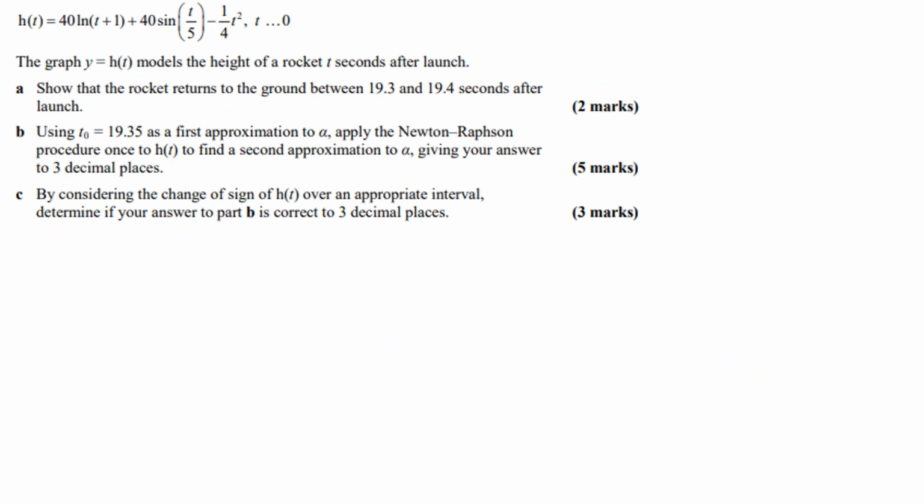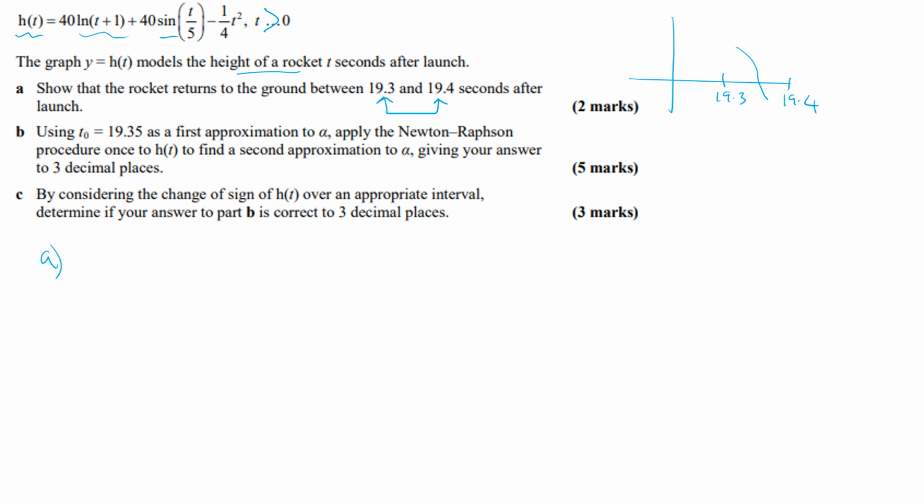This next question is a numerical methods question. We've got a function h of t, which is modelling the height of the rocket t seconds after the launch. Now, I wouldn't really know what the graph of this looks like, but for part A, we're being asked to show that the rocket returns to the ground in this time interval between 19.3 and 19.4. So at 19.3 and 19.4, returning to the ground, we are going to be looking for a change of sign.